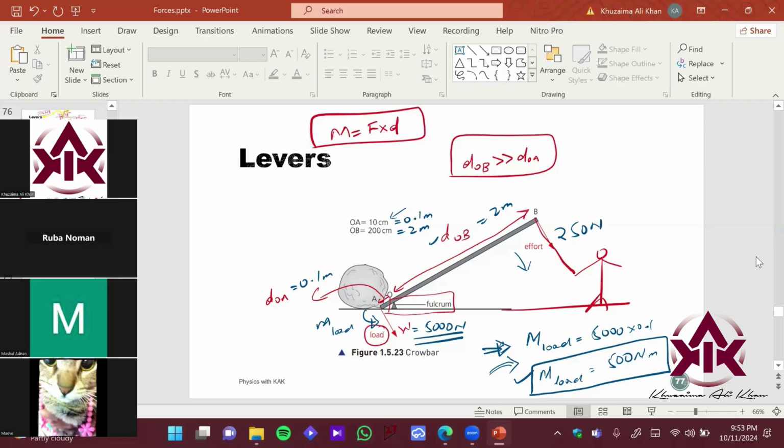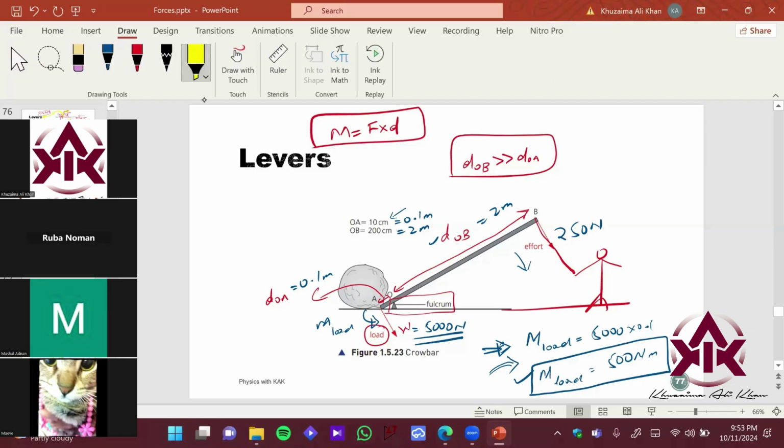Okay, let me just repeat for all of you. I believe he may also need a repetition. So what is this configuration? You have a stone over here and it is exerting a force W, which is 5,000 newtons in this direction. You would have to apply effort in this direction to pick it up, or let's say roll it over. So this is the fulcrum which we have fixed, around which we are applying the principle of moments. Make sense?